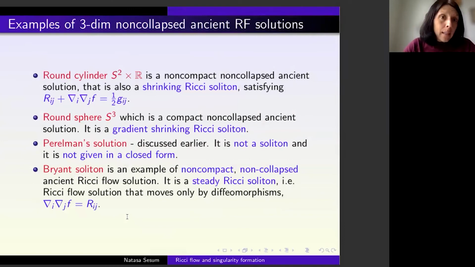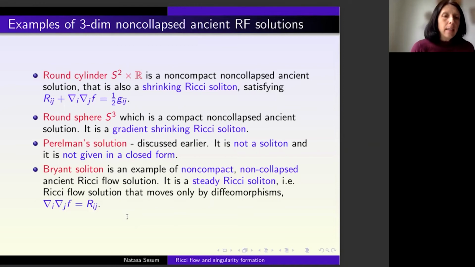Now I want to list here the examples that we know so far of three-dimensional non-collapsed ancient Ricci flow solutions. We have a round cylinder, which is non-compact, and it is a gradient shrinking Ricci soliton, satisfying also this nice elliptic equation. Then we have the round sphere, which we already discussed. We have the Perelman solution, which I just showed you how it has been constructed. And we know it's not a soliton, unlike all the others. And it's not given in closed form, unlike the King-Rosenau solution in 2D.